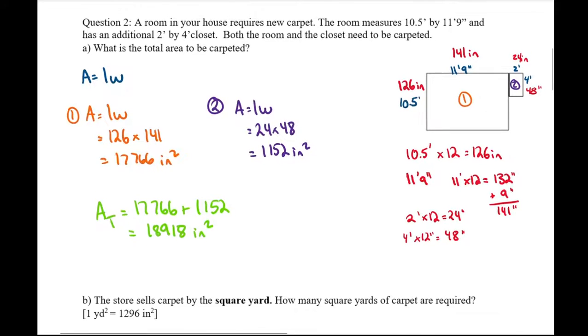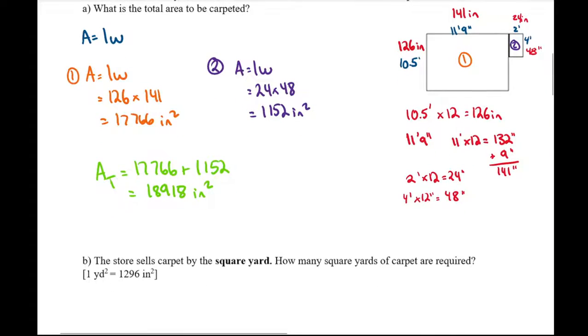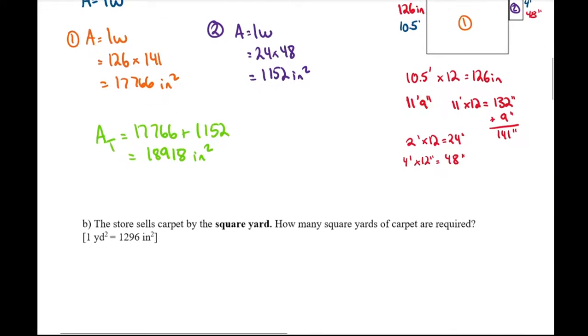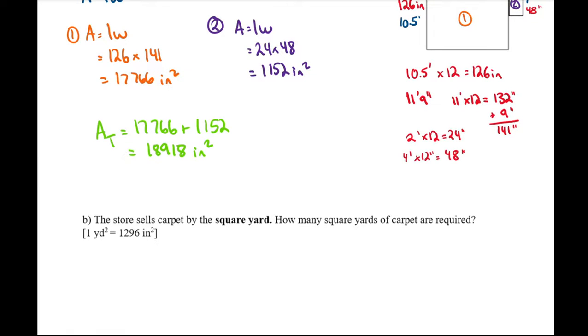However, when you take that information, if you go to the store, you might find that the store doesn't sell carpet by the square inch. A square inch would be relatively small, and in terms of carpet, it wouldn't make sense to sell it in small increments. They would sell it in things like square yards. So we need to know how many square yards I actually have.